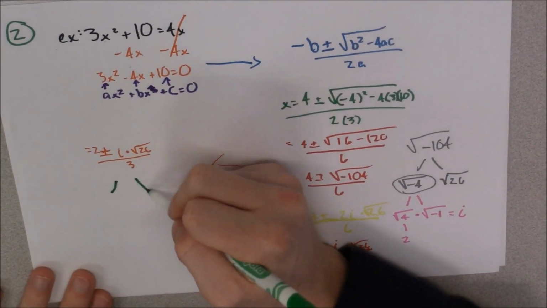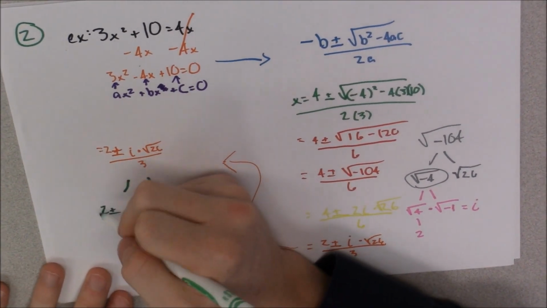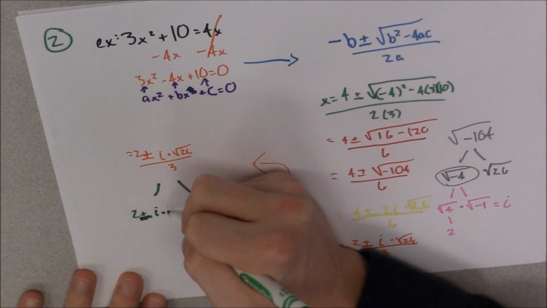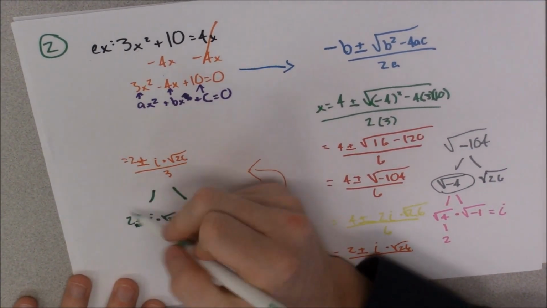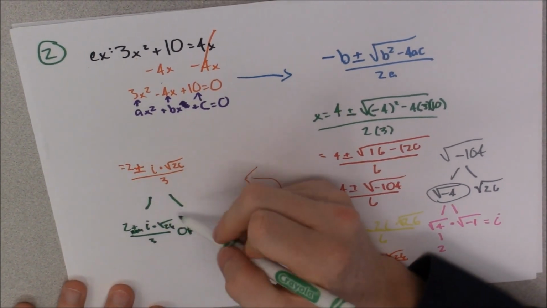So when you simplify it, you're left with 2 plus or minus i times the square root of 26 over 3. And your answers are 2 plus i times the square root of 26 over 3, or 2 minus i times the square root of 26 over 3.